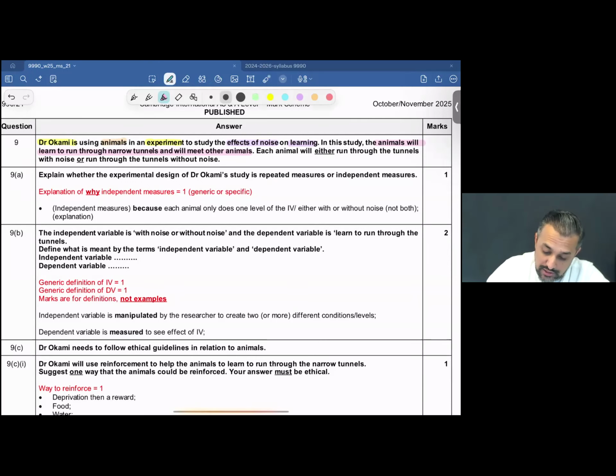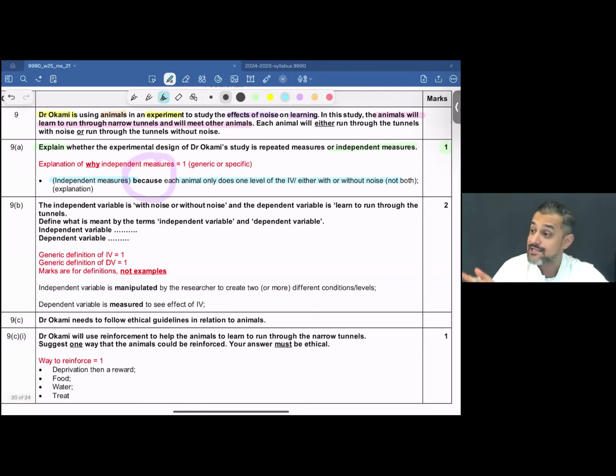So we all know, like I just said before we even read the question, this is an independent measures design. But like I had mentioned right at the beginning, I believe, if I'm not mistaken, in the first question, you were asked to explain. So by simply writing down independent measures design, you're not getting that mark. Independent measures design, because each animal only does one level of the IV, that is either with or without noise, not both. That's the explanation, and you're explaining to get that 1 mark.